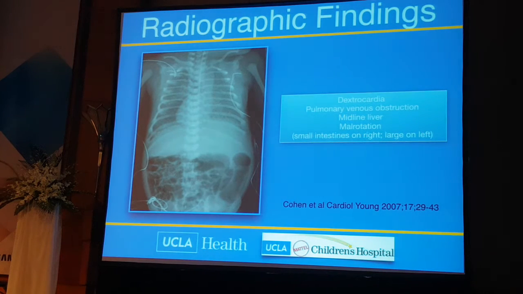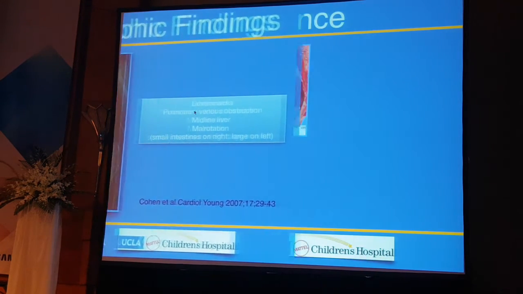This is a nice radiograph from Meryl Cohen's article showing several of these abnormalities just in one chest film. You can see the dextrocardia, and the lungs are congested from pulmonary vein abnormalities, often TAPVR. The midline liver, malrotation of the small intestines over here and the large intestine on the left. So many times you can see radiographic abnormalities postnatally. We're going to be talking about echocardiographic findings prenatally.